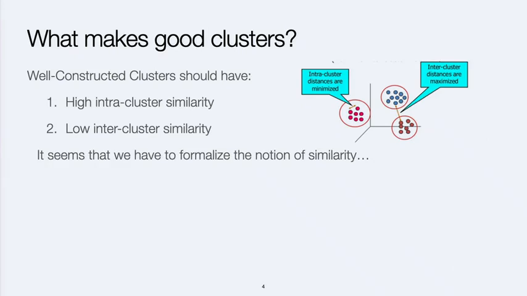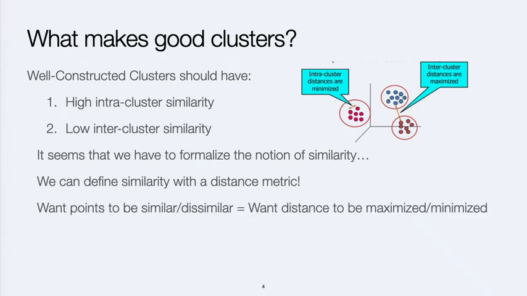Based on these two properties, it seems that similarity is the most important part of making a good clustering algorithm. But similarity is kind of a vague term, so we want to define that. One way we can define similarity is with a distance metric. It's really important to try to convert our words and our ideas into mathematical notions. And so in the clustering case, we want points to be similar or dissimilar, and that is equal in mathematics to wanting the distance to be maximized or minimized. So now we've formalized this idea of similarity. Any questions so far about clustering?